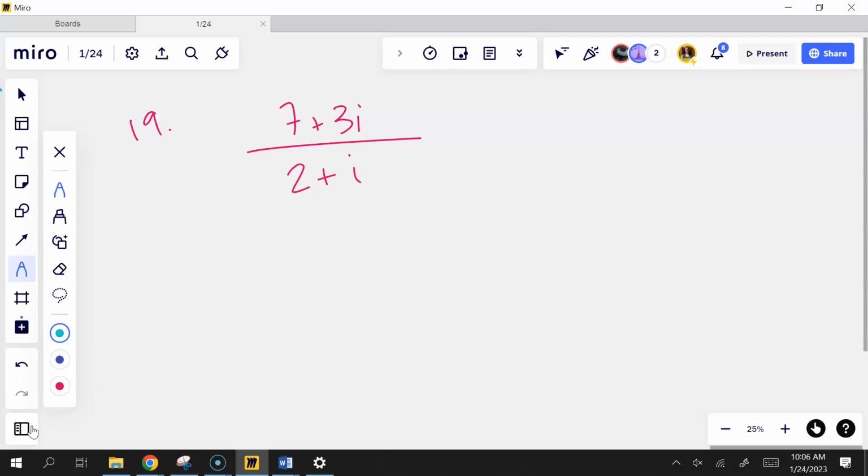Conjugate. What do I multiply the top and the bottom by here on this one? Oh, you got all this, girl. Don't be so ugly.